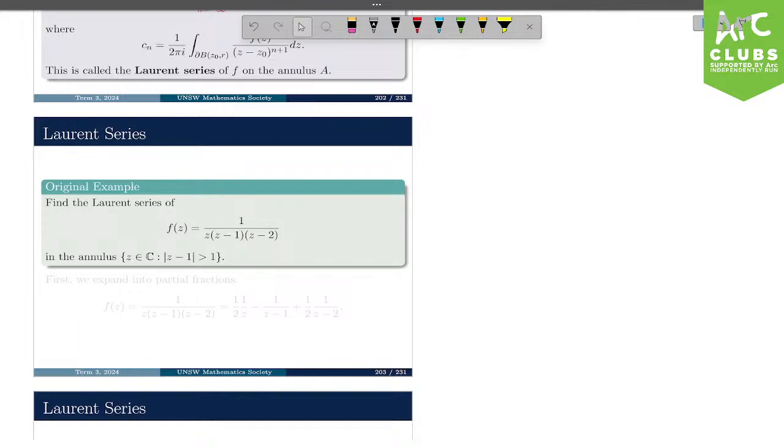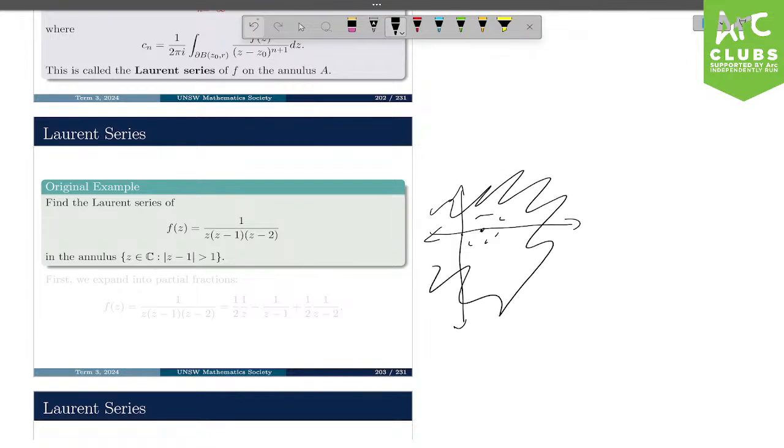We're using the annulus given by magnitude of z minus 1 is going to be greater than 1. Okay, so this is going to be an open circle about 1, so it's about here. And we're gathering everything outside of it, okay? Okay, so that means that we don't include this one. We don't include this one. In other words, we know that that one, when we break it up into partial fractions, is going to converge.